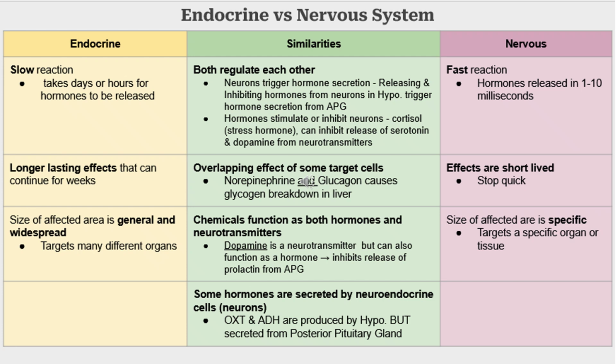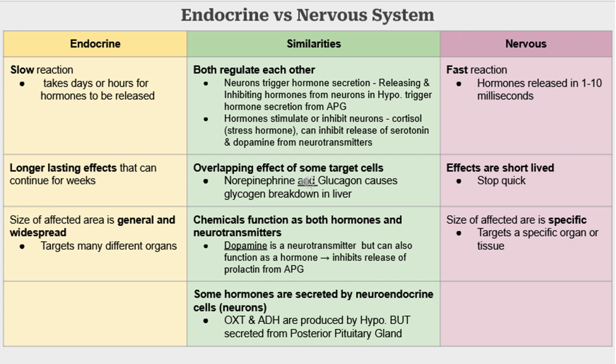For example, cortisol, a stress hormone released from the zona fasciculata layer in the adrenal cortex of the adrenal glands on top of the kidneys, can inhibit the release of serotonin and dopamine from neurotransmitters. Both systems can have overlapping effects on some target cells. Norepinephrine, as a neurotransmitter, and glucagon, produced by the islets of Langerhans and secreted by the pancreas when circulating glucose is low, can cause glycogen, stored glucose, to break down in the liver.